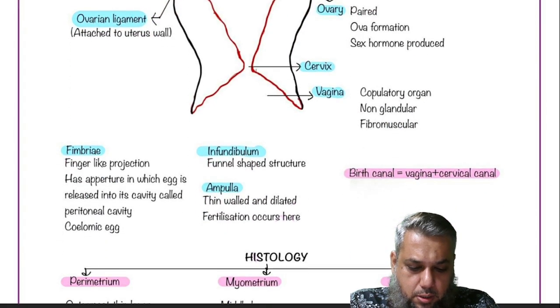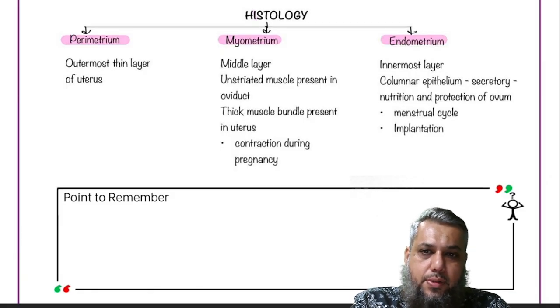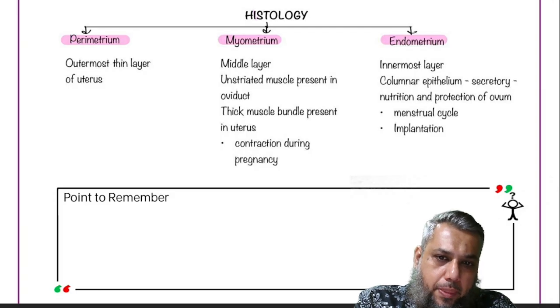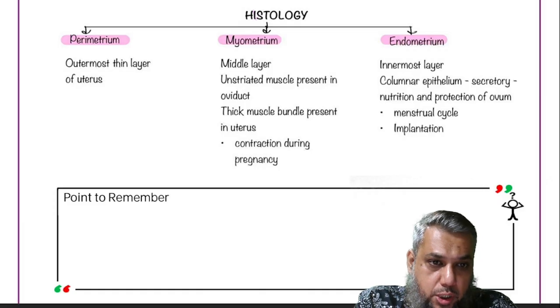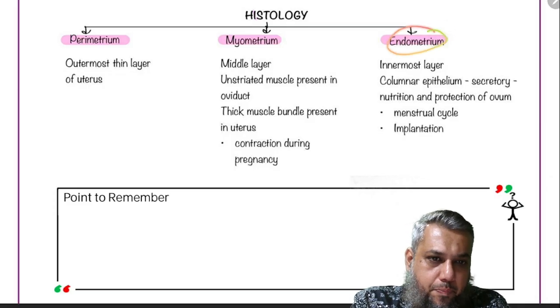The uterus is lined by three layers. The outermost thin layer of the uterus, which is the peritoneum of the uterus, is called the perimetrium. The middle layer, which is made up of smooth muscles, is called the myometrium. And it is this myometrium whose contractions help the fetus to be expelled out at the end of pregnancy. The innermost layer, one of the most important layers of the uterus, is called the endometrium.